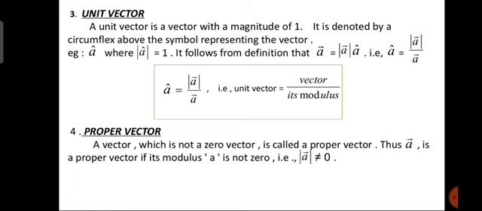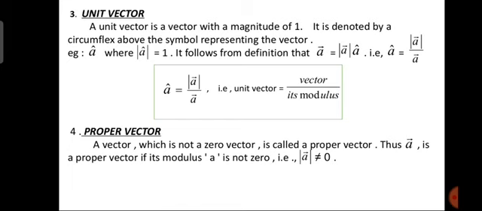Okay, and next is the unit vector. Unit vector means the magnitude is 1. When the magnitude is 1, it is a unit vector, and it is denoted by the circumflex above the symbol. That is A cap. That is a circumflex above the symbol representing the vector. A cap, where modulus of A cap is 1. We say that is a unit vector.